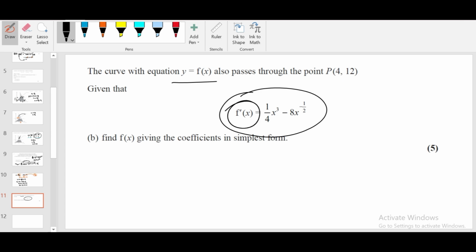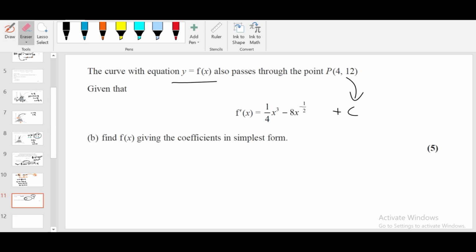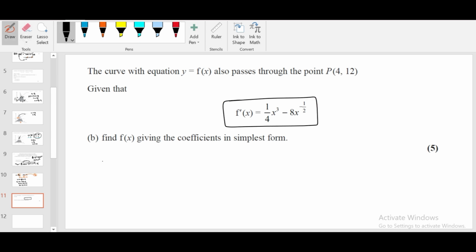You need to integrate the function. You will get plus c when you integrate. Use the point to find the value of plus c. That's how you do it. So first thing first, we are going to integrate this. So f dash of x becomes f of x. Write one step using the integral symbol. 1 over 4 x cube minus 8 x power minus half dx.